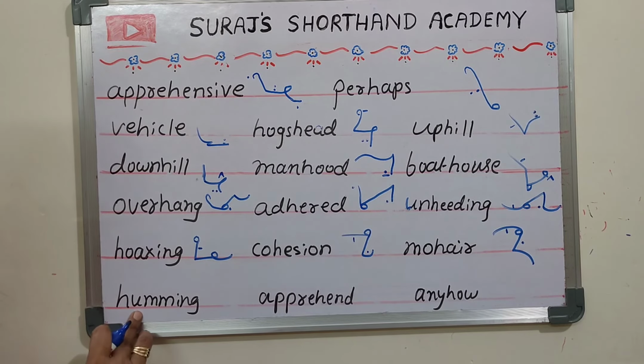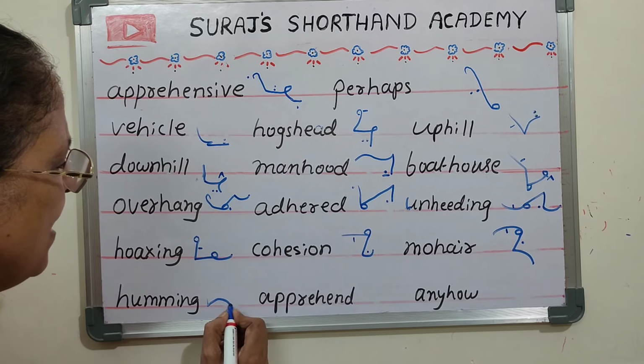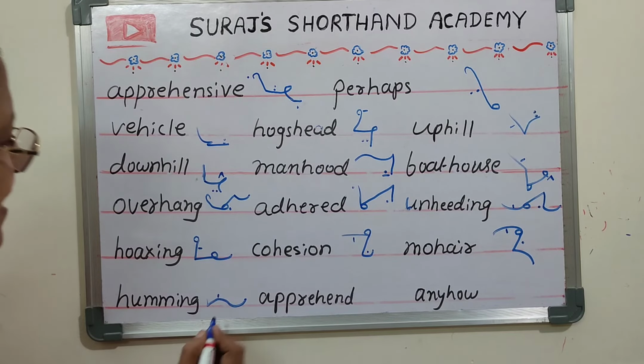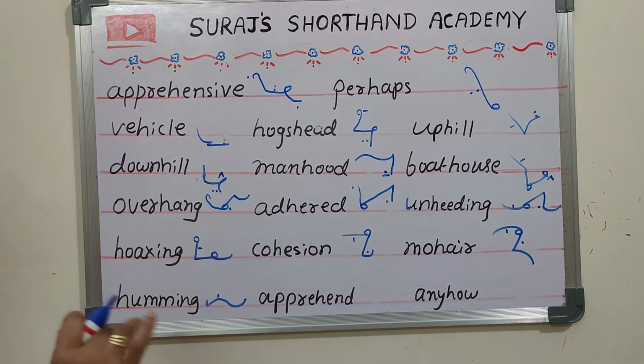Now, humming. Home, you know how to write? Home, whom. You know those words. Humming, H tick. H tick will come in the beginning. And M and ing. This is hum. Humming. Beginning H stroke is there. And M-I-N-G.